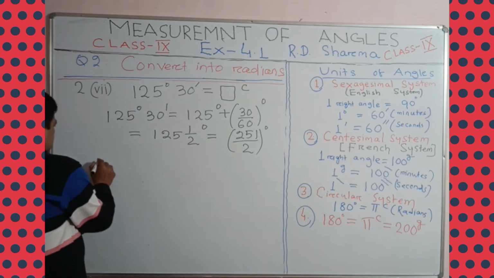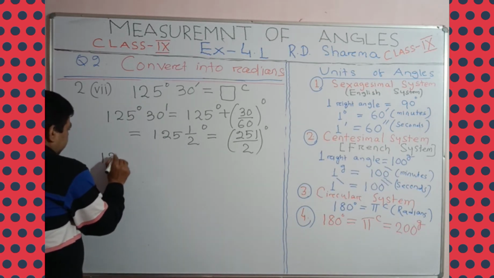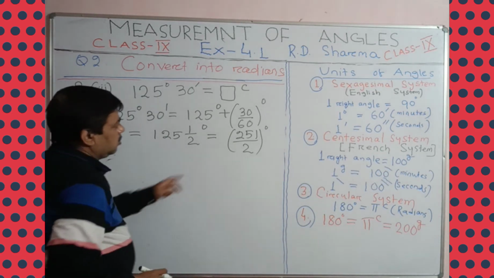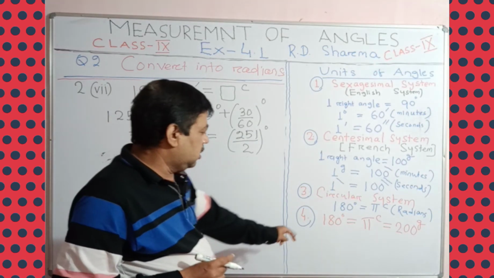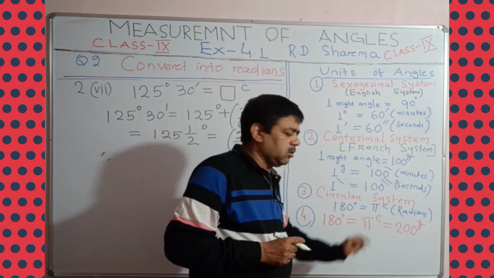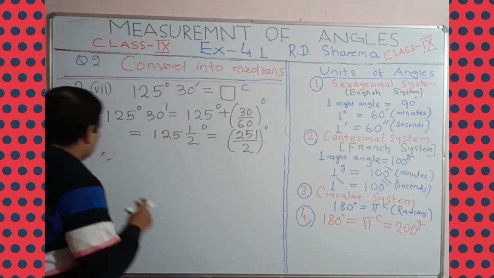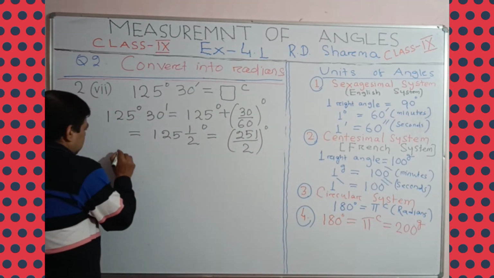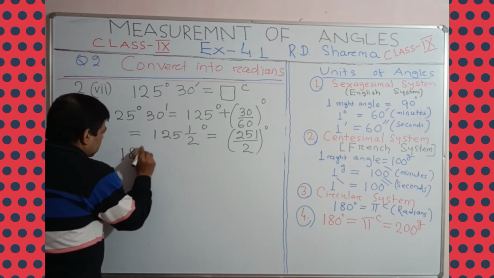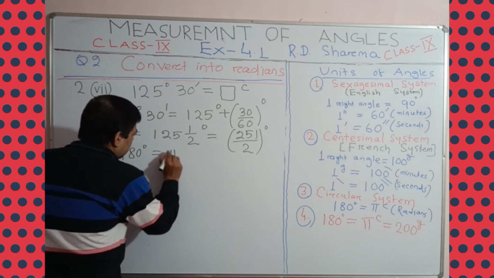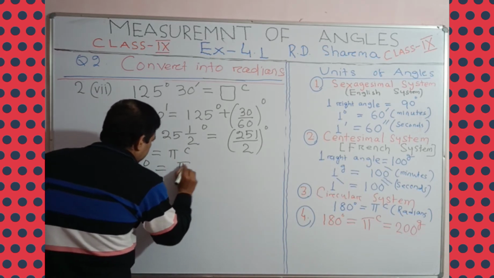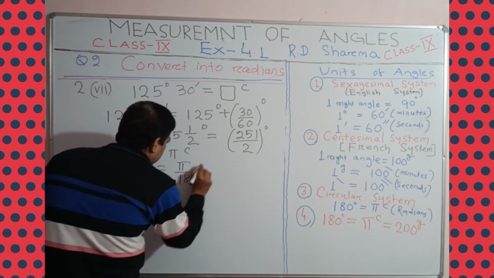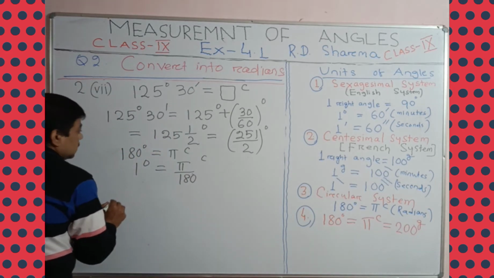And here 125 degree 30 minute is equal to 251 upon 2 degree. And again you see 180 degree is equal to pi radian, so 1 degree will be pi upon 180 radian.